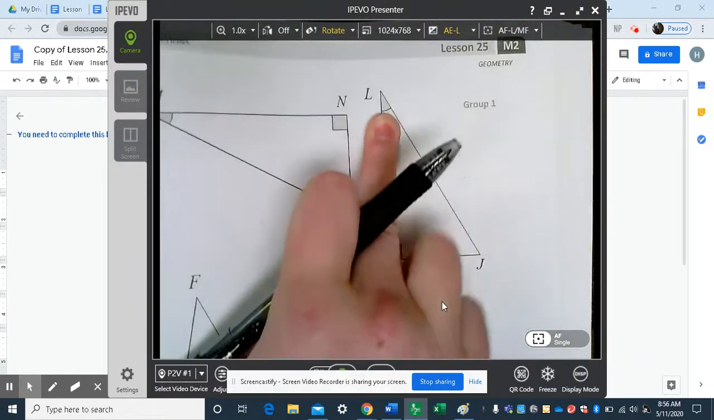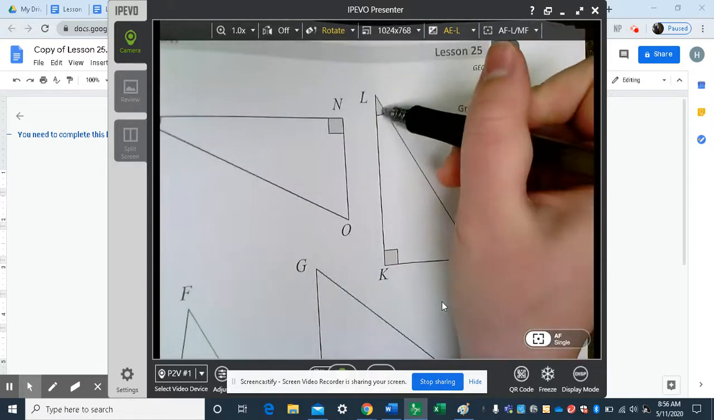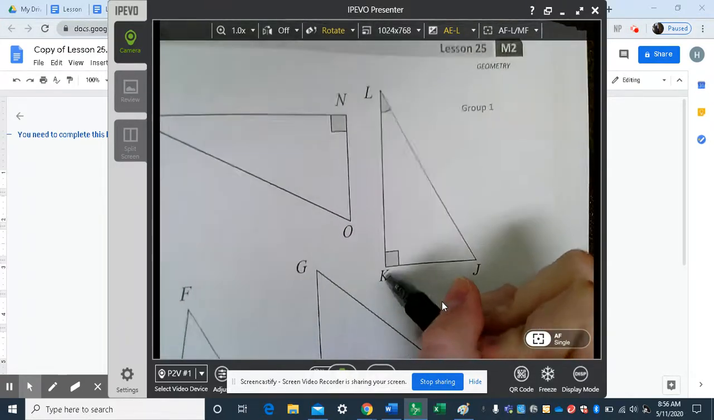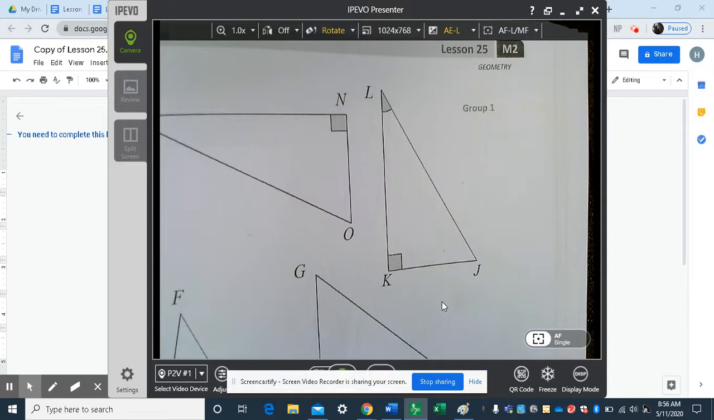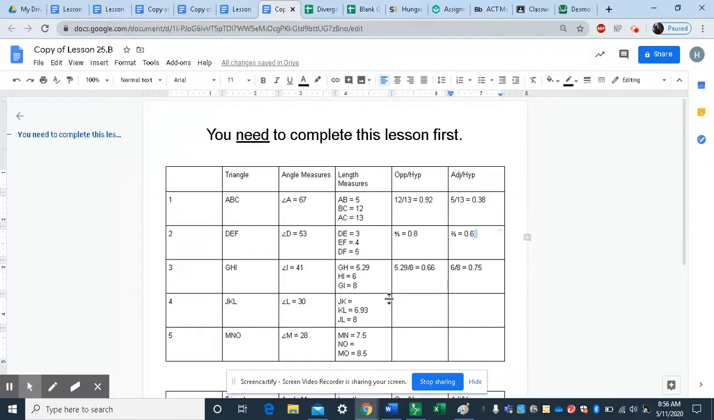So our marked side is L, which means that JK and KL are the legs of this triangle, and JL is the hypotenuse. So we're going to do the same thing that we did here. We're going to do our hypotenuse squared minus our leg squared.